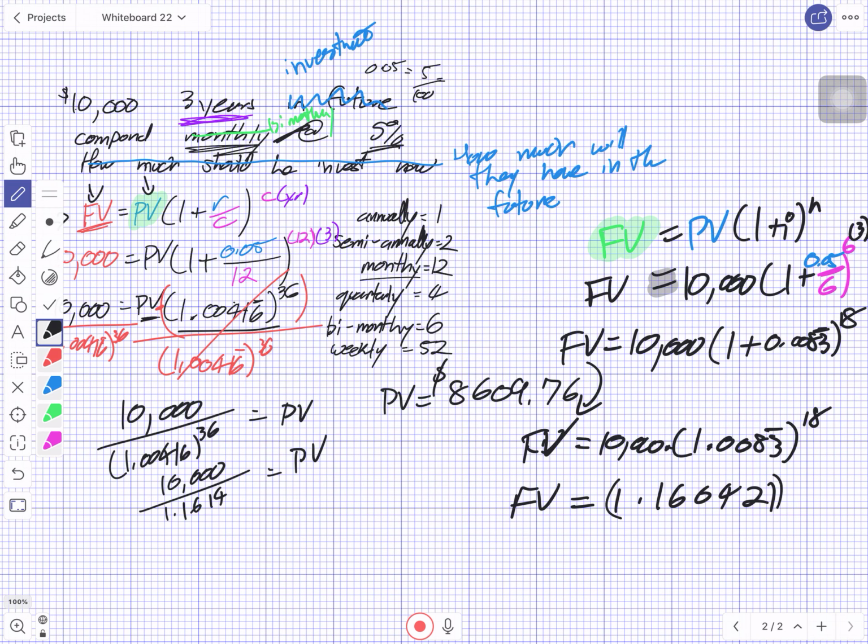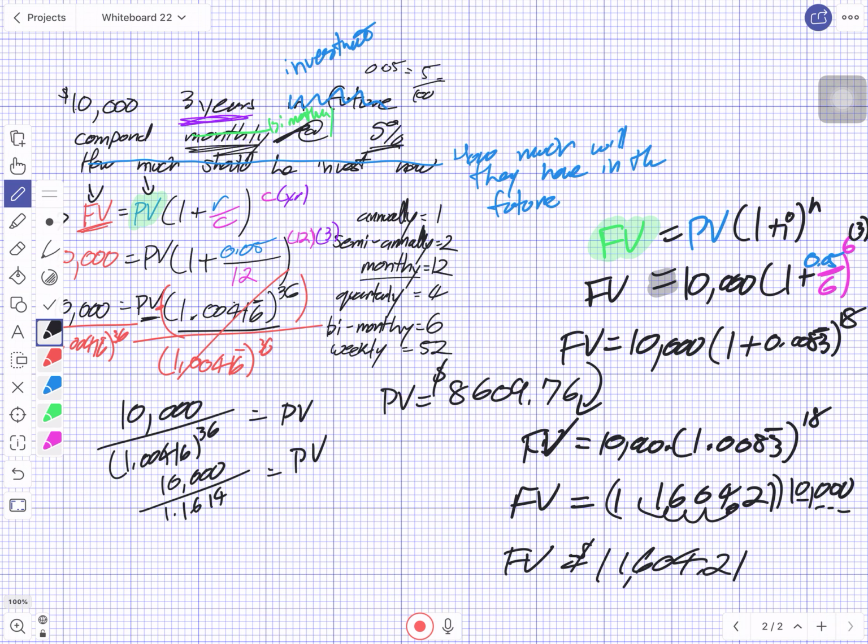Technically, that's still times this 10,000, but I don't need to do the 10,000 on the calculator because there's 4 zeros there, so I know to move my decimal place 1, 2, 3, 4, and that's going to be my value. So the future value in 3 years will be $11,604.21. So they've earned about $1,604 in interest.